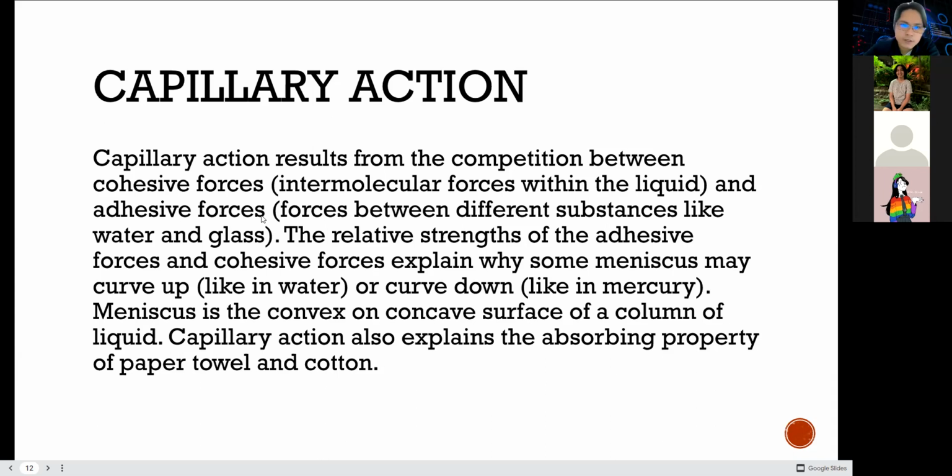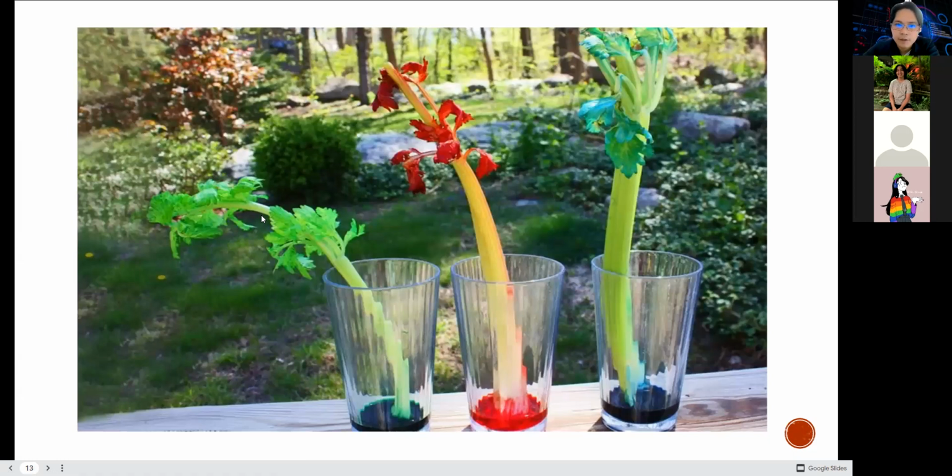How about capillary action with colors? Let's take a look at this. These are the same plants, but as you can see, they absorb color. How would that be possible? Have you tried this one? Transferring color to a plant. This is one of the experiments in capillary action.